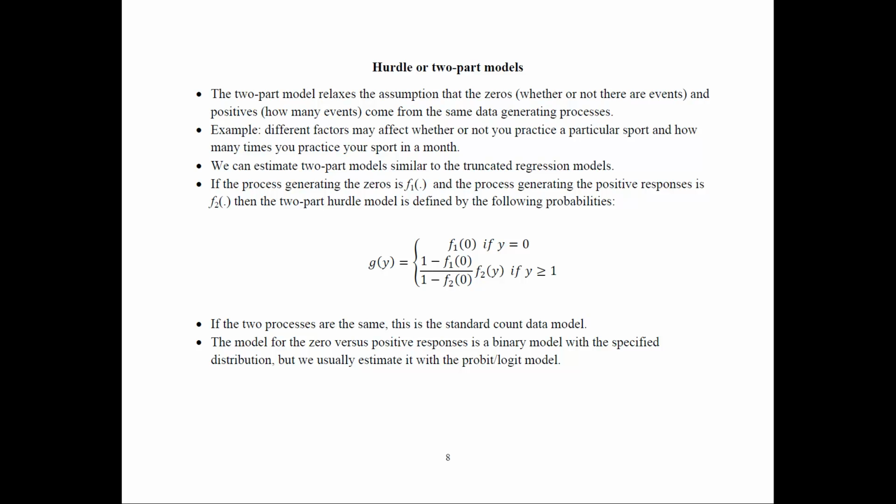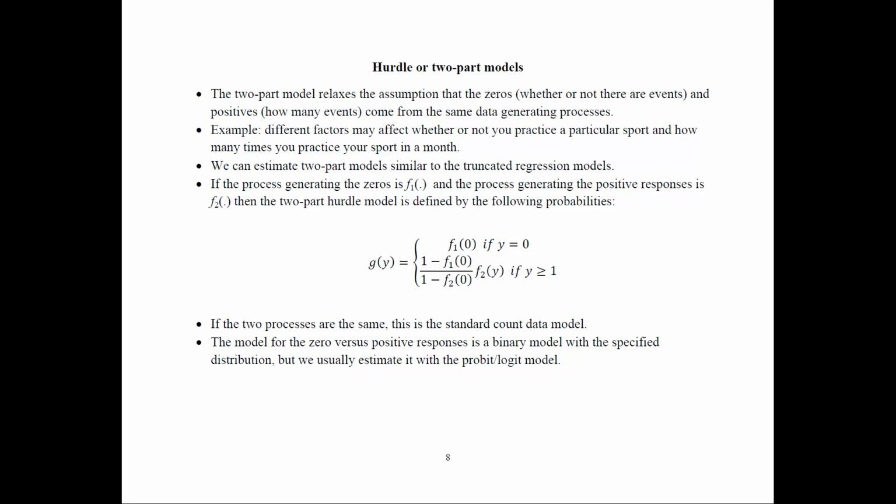So if the process generating the zeros, F1, and the process generating the positive responses, F2, is different, then the two-part hurdle model is defined by the following probabilities. G of y would be equal to F1 of 0 if y is equal to 0, or this other expression if y is greater than or equal to 1.